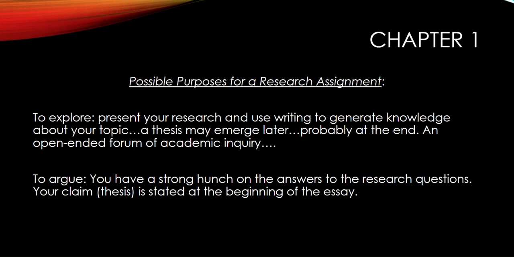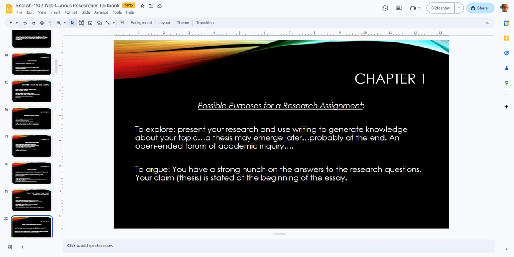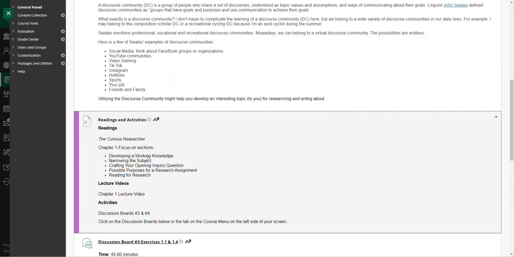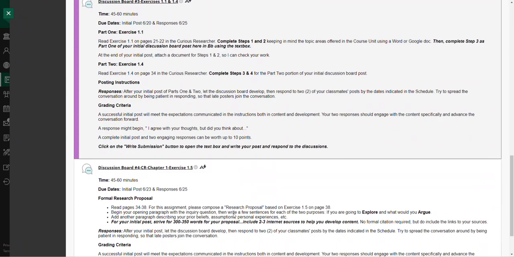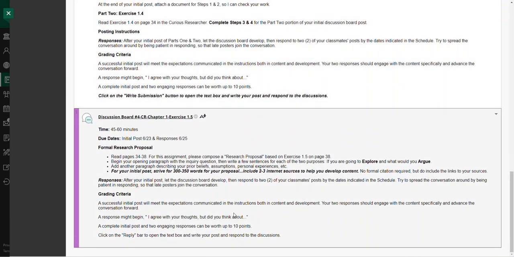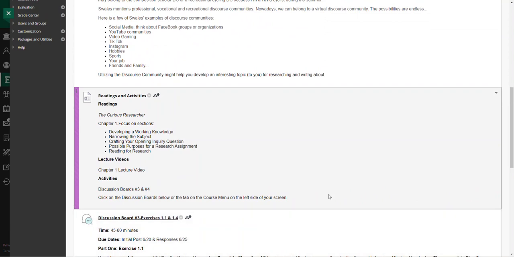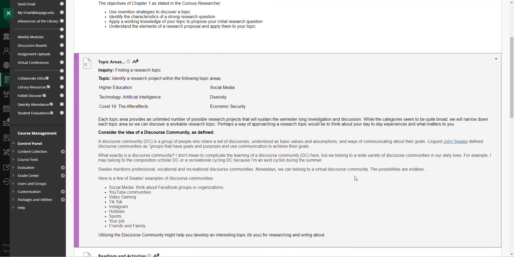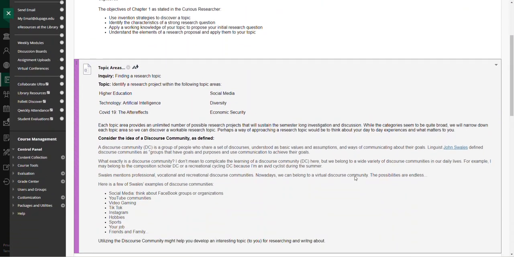In certain sections, you want to take a look at what is listed here in Blackboard. I give you a few sections to focus on in reading the chapter. It has a lot of good information. You'll get some preliminary work done in exercises 1.1 and 1.4, and then the formal proposal will happen in exercise number 1.5. That's discussion board number 4. So remember now, you are working with one research topic throughout the course. So all of your work and focus is on putting together that research essay and the annotated bibliography that is due before that.